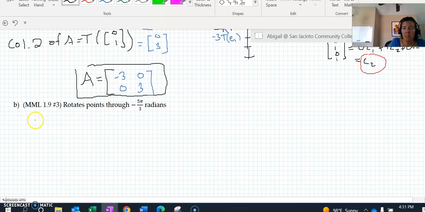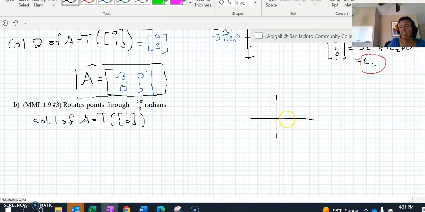So suppose we take the same approach. Column 1 of the matrix A will equal T of E1, and we're still talking R2 to R2, so E1 is this vector 1, 0. Now, instead of specifically this -5 pi over 3, I just want to think in terms of, you rotate it, let's say theta radians. So if you start with your vector E1 right here, let's say this is 1 unit long, and then you rotate it theta radians, let's say this is theta radians right here.